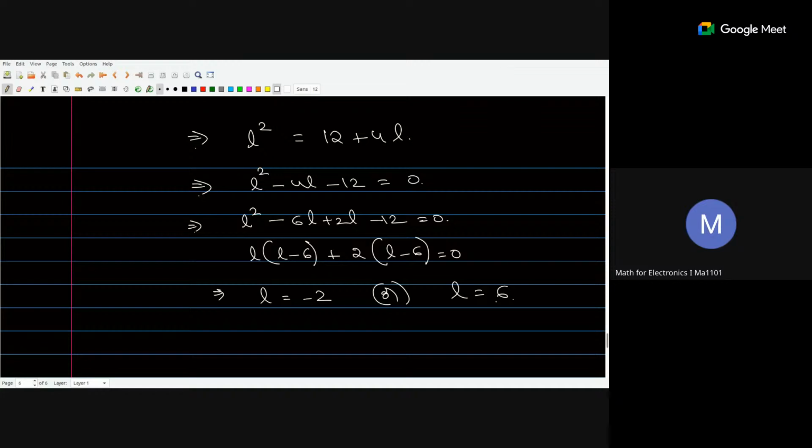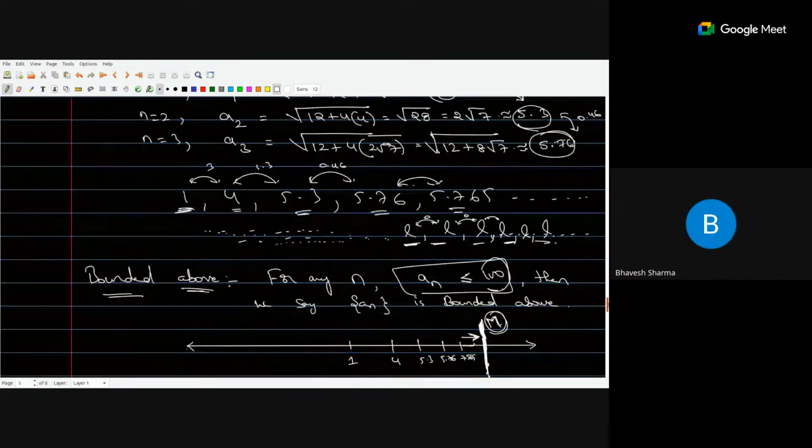Now my first question is, are both the values possible for L? No, sir. The minus 2 is invalid. Is minus 2 possible? No, sir. Why? Sir, because it is bounded at 1. The lower bound is 1. If you have the sense of the sequence, then you can directly see.